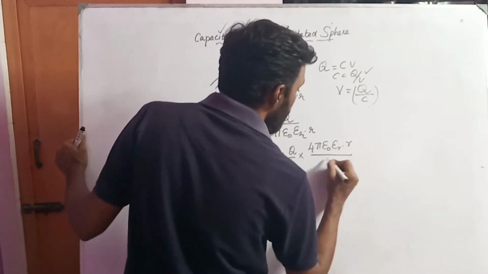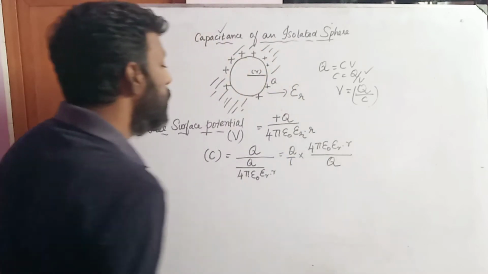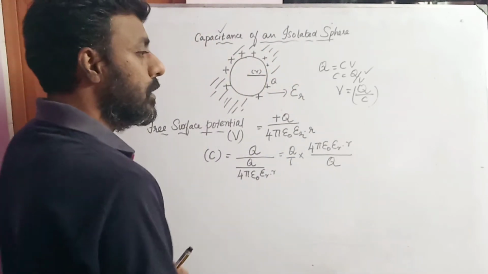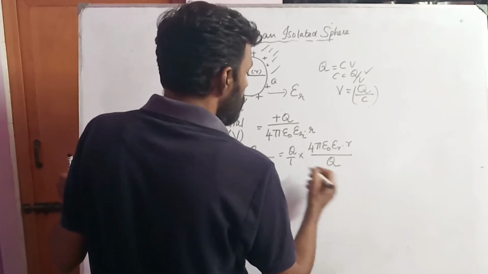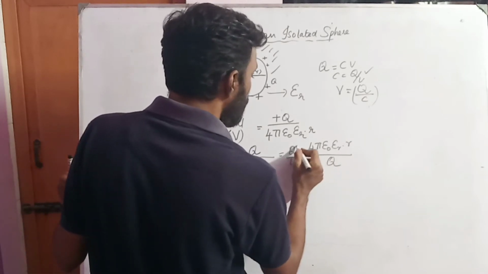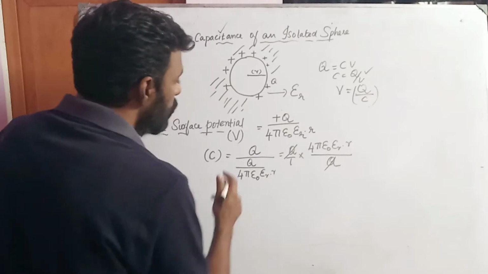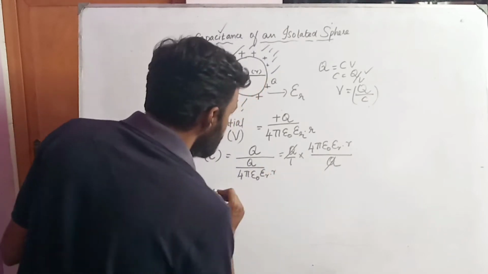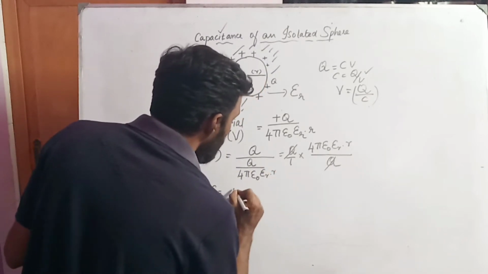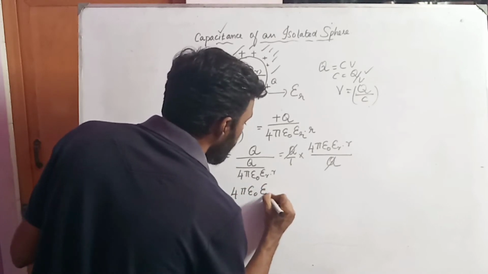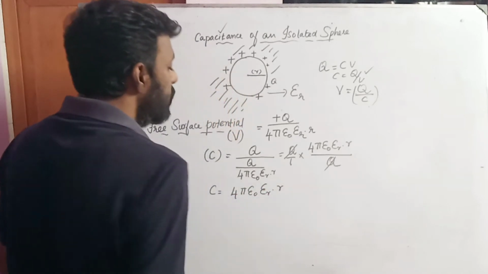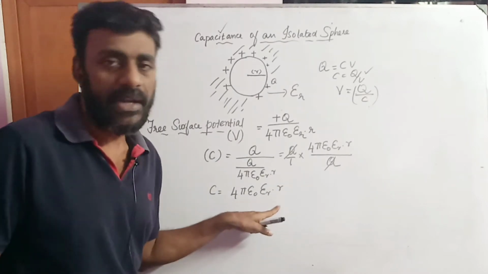So this is equal to, Q gets cancelled. So you are left with the capacitance C equal to 4 pi into epsilon naught into epsilon r into r. So this is for any medium.